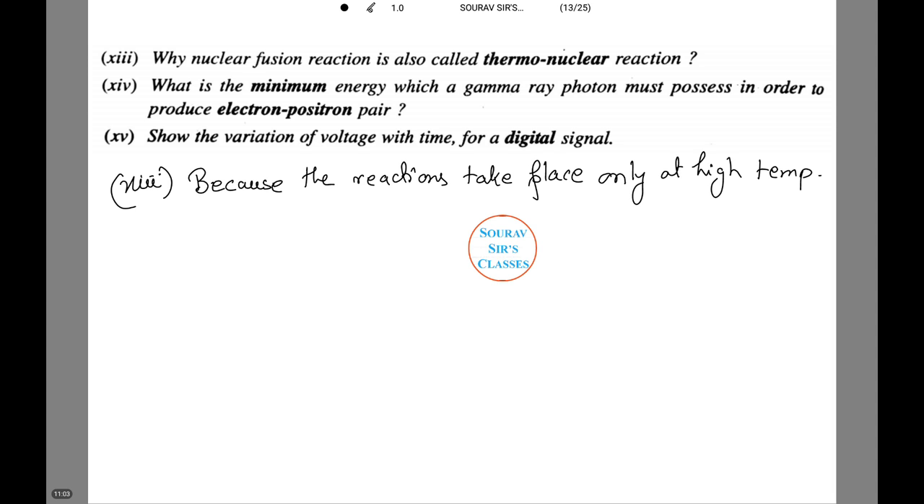High temperatures are required by the nuclei so that they will have sufficient energy to overcome the force that is known as the Coulomb force.